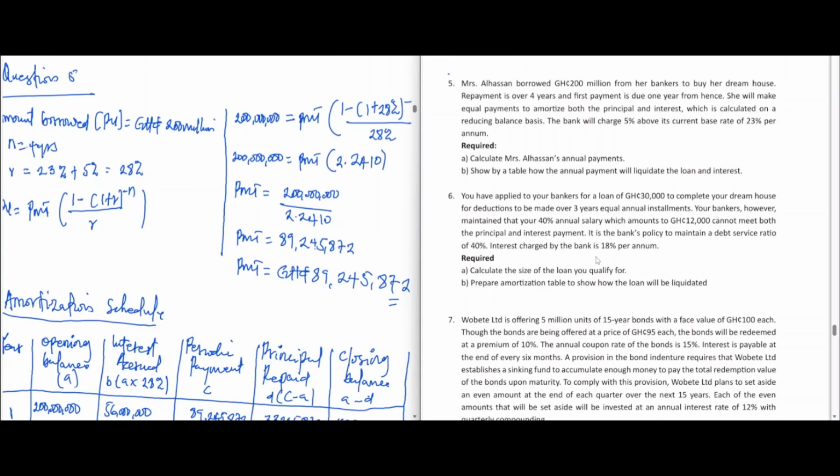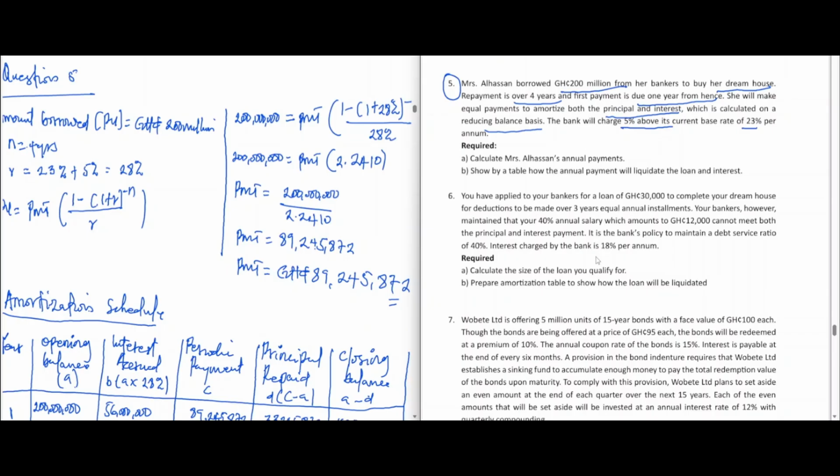So let's look at example question 5. Mrs. Alasan borrowed 200 million from her bankers to buy her dream house. Repayment is over 4 years and first payment is due 1 year from hence, which means that first payment is due at the end of 1 year from now. She will make equal payment to amortize both the principal and the interest, which is calculated on the reducing balance basis. The bank will charge 5% above the current base rate of 23% per annum.